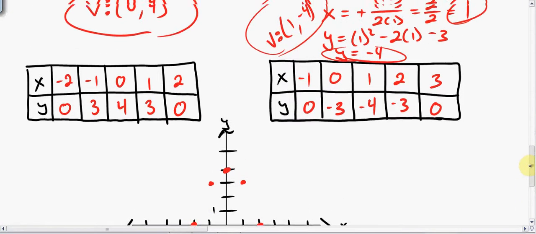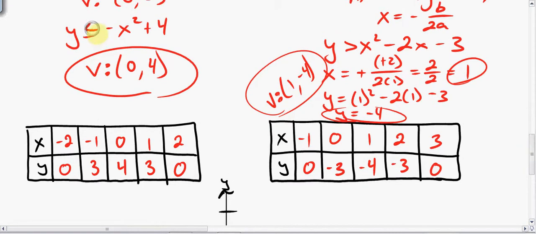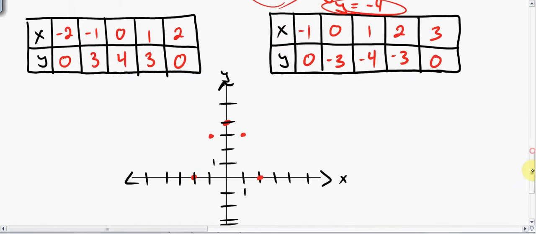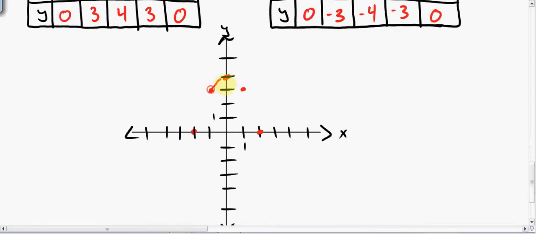Before I connect the dots, I want to double check, do I have a solid or do I have a dotted line? The inequality of less than or equal to, the "or equal to," tells me I have a solid line. So I'm going to come on here and connect the dots to form my parabola with a solid line.